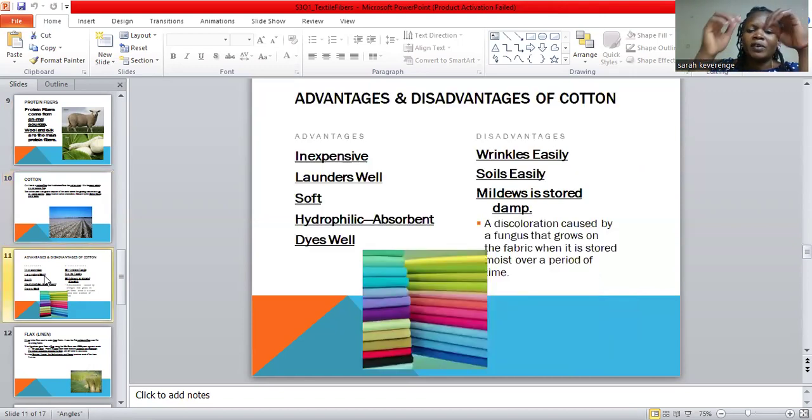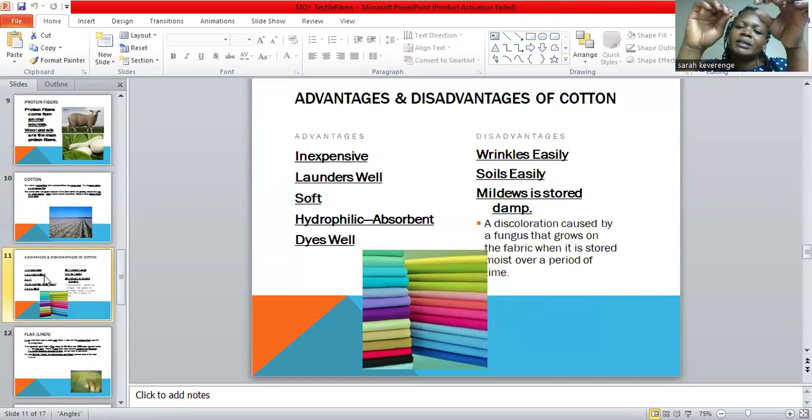Let's look at the advantages of cotton. We are not looking at properties today, just the advantages. It is inexpensive, meaning it is cheap. It launders well, meaning it is very easy to wash. It is soft, warm, and hydrophilic, meaning it loves water. It is very absorbent, and it dyes well. Speaking of dye, there is a process whereby it is dipped into sodium hydroxide solution to make it very dyeable. What's the name of that process, if you can remember? Okay, you can go and find out.